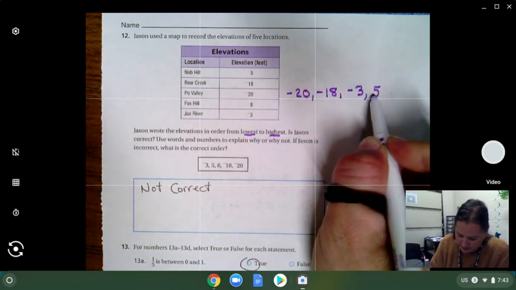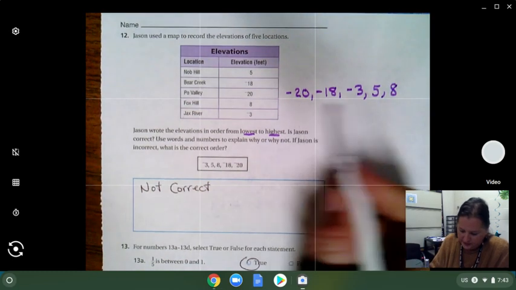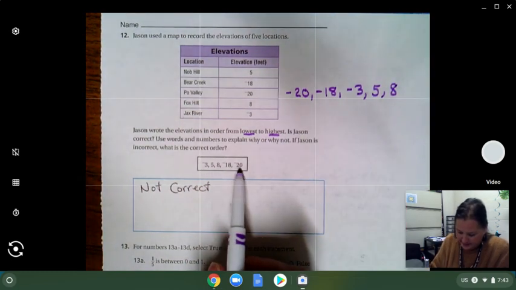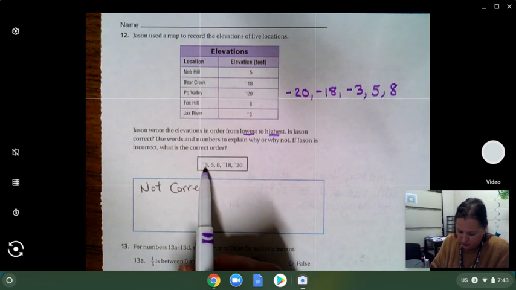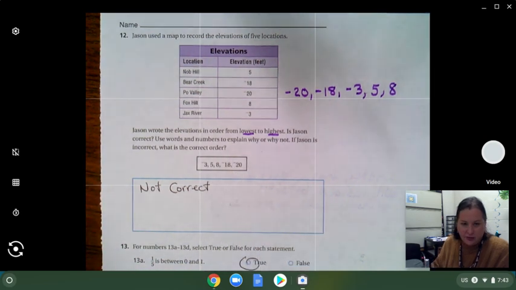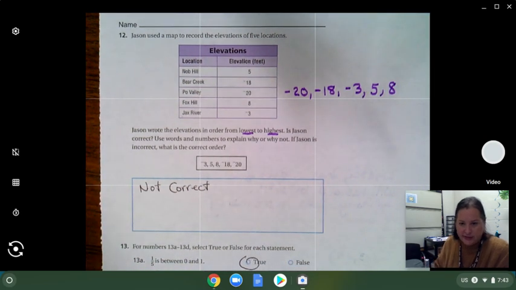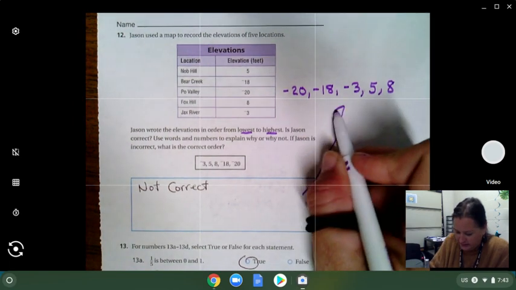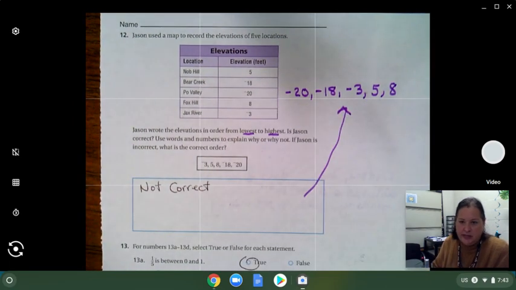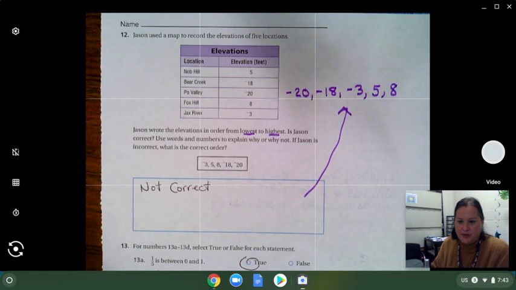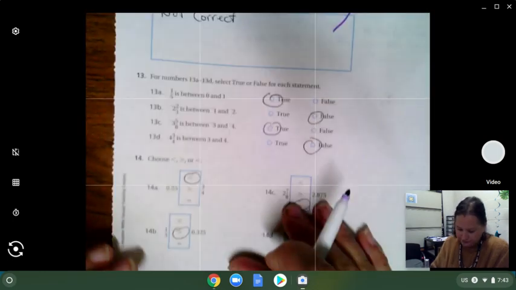So this is the order we should have them in. And he has them just in order of the number, and he's totally ignoring the negative sign. So it is not correct. This should be the answer. Looking at the negative, the most negative numbers are the lowest.